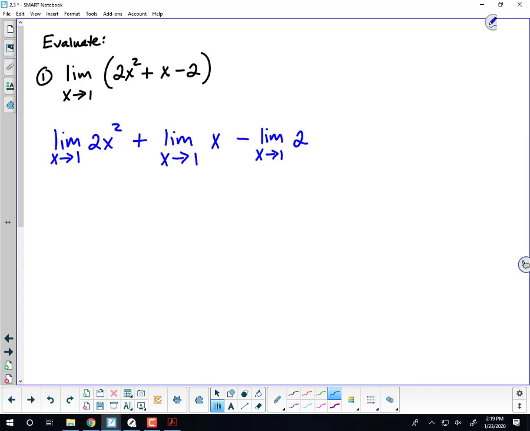The last two limits are boiled down basically as far as we can. The 2x squared, we've got a constant times a function of x, and we've got a power on x. So we can pull that constant out front, compute the limit as x approaches 1 on just x, and then square that. Make sure you're just squaring the limit on x, because x was squared, 2 wasn't squared, plus the other two limits.